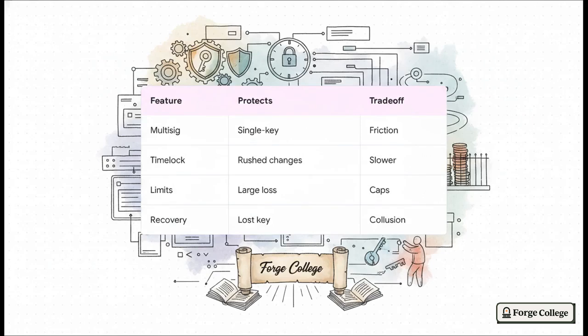Let's just pause for a second and consolidate this entire architecture. Every single feature we've discussed, from multisig all the way up to social recovery, protects against a very specific threat. But importantly, they also introduce an immediate trade-off, like higher friction or slower operations.